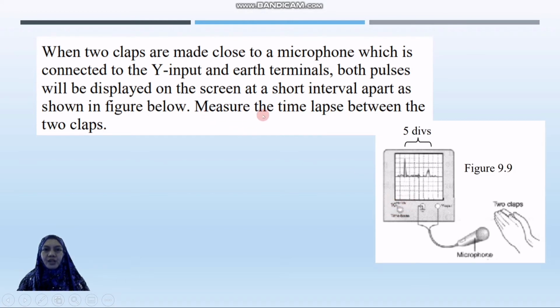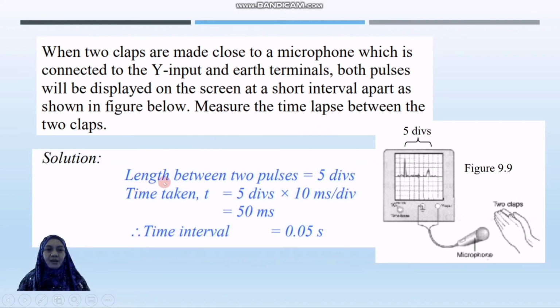So find or measure the time lapse between the 2 claps. The time lapse refers to the time interval. So how to find the time interval? So the displacement between the 2 pulses or the 2 claps is 5, multiplied with the setting on the time base, which is 10 millisecond per division. So this will give us the time lapse of 50 millisecond. So 50 millisecond in second is written as 0.05 second. So this is the time interval or the time lapse between the 2 claps.